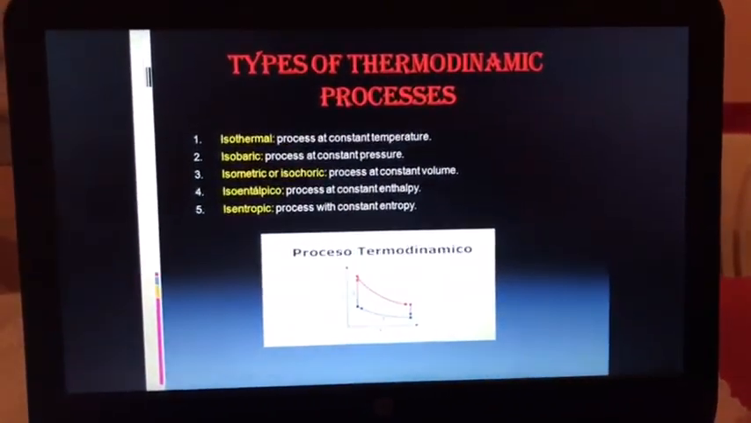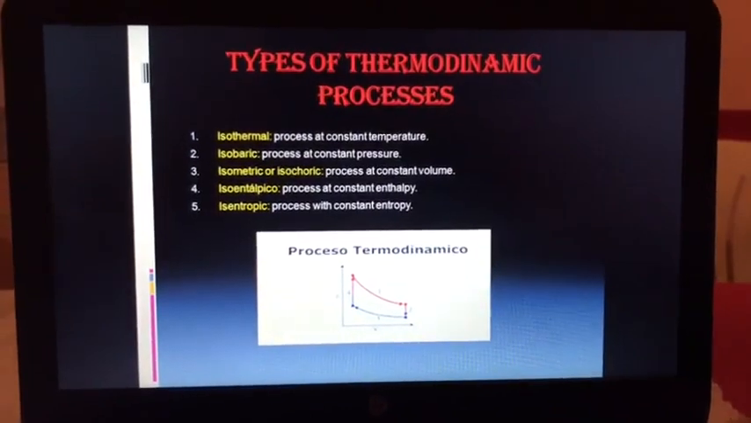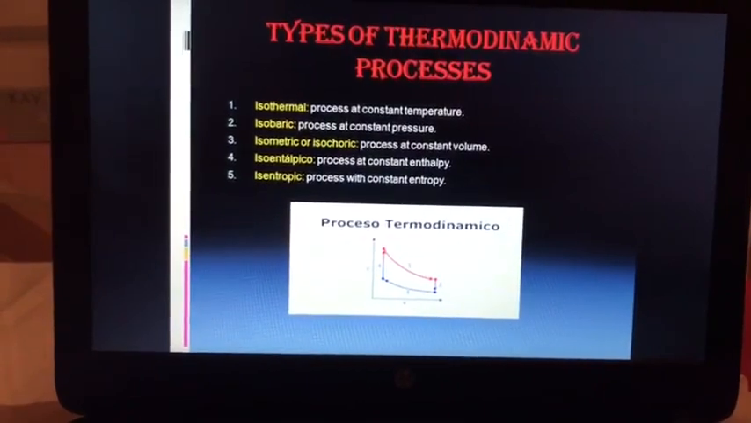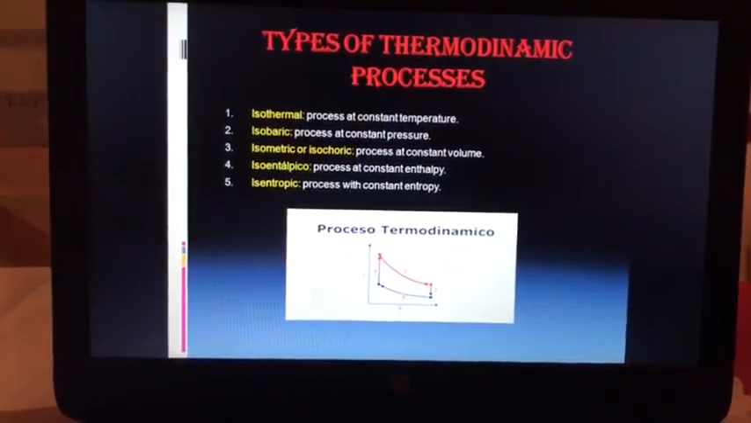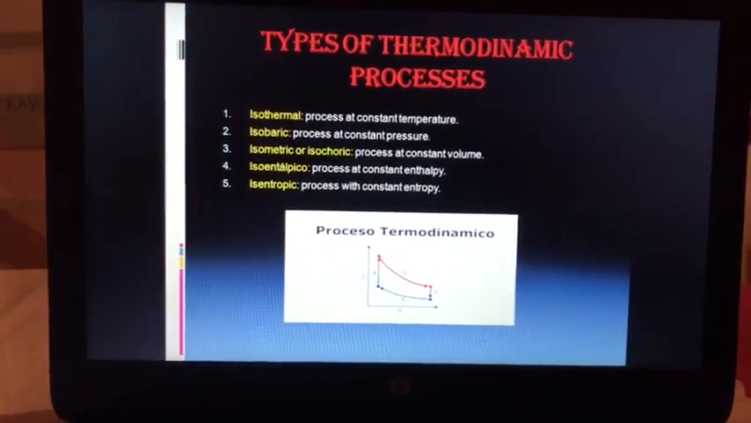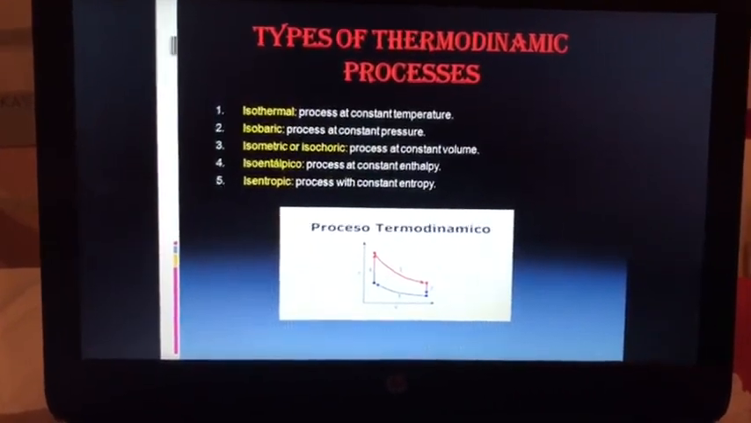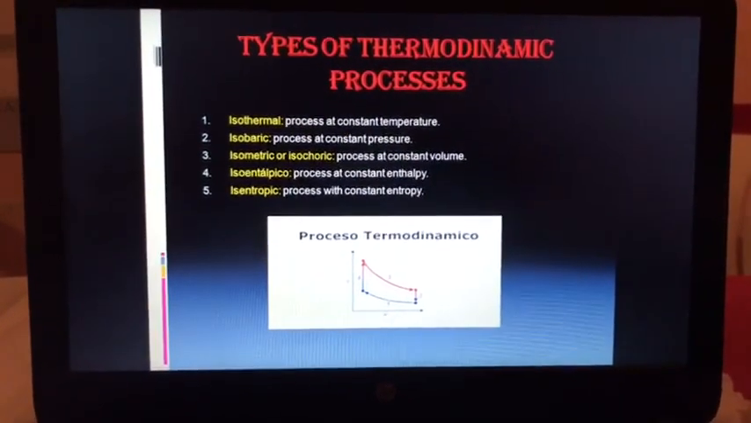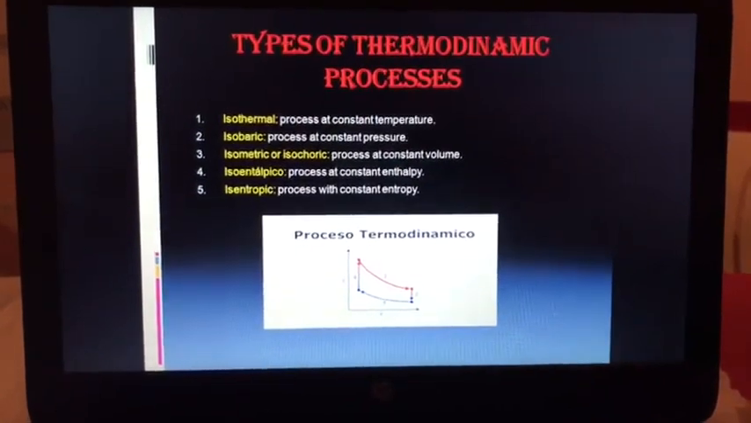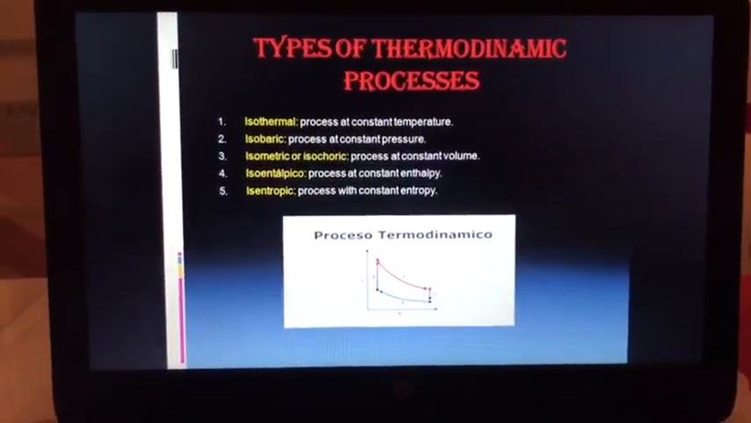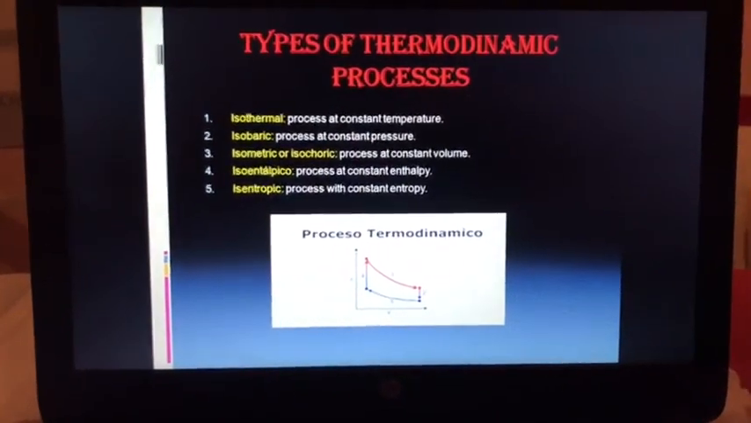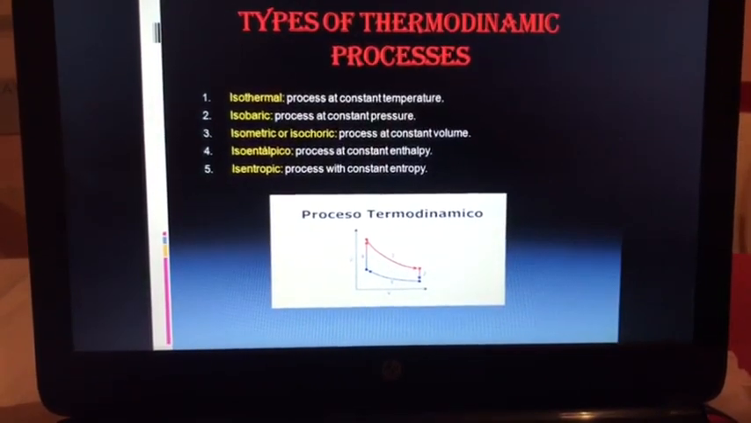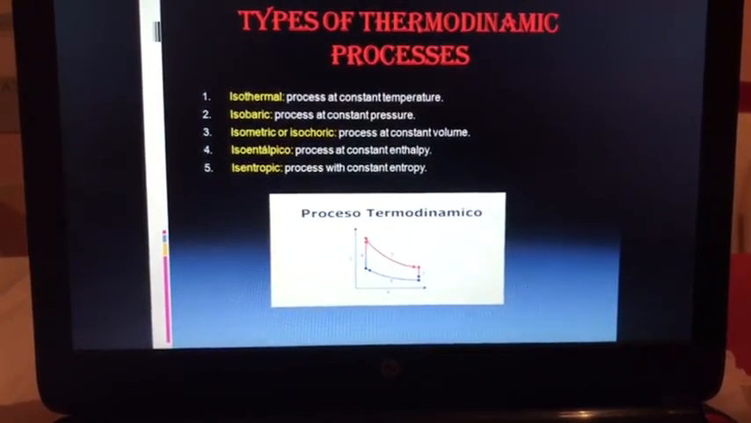The first concept: types of thermodynamic processes. Number one is isothermal, a process at constant temperature. The second is isobaric, a process at constant pressure. The third is isometric or isochoric, a process at constant volume. The number four is isenthalpic, a process at constant enthalpy. The number five is isentropic, a process with constant entropy.